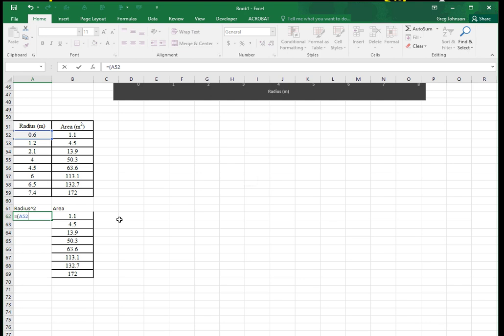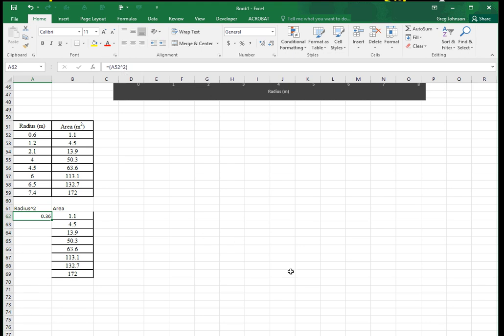Okay, A52. So you can just click that box. And then what I want to do is square that. So the square symbol is the little hat to the 2. Then you close the brackets and you hit enter. And look at that. It squared it for you. If I click here, you'll note that although it's showing 0.36, if you look up here, the formula I have is whatever's in A52 squared.